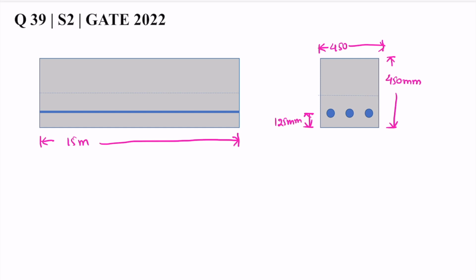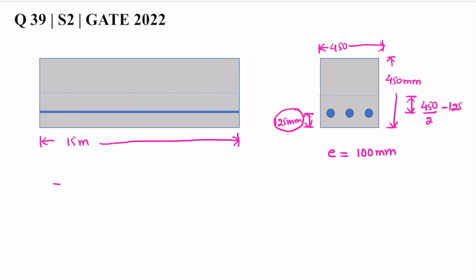So, now we can calculate the value of e, that is the distance of the tendons from the neutral axis. So, this value we can now easily calculate, which will be 450 divided by 2 minus 125 mm. So, the value of e, that is the distance of the tendons from the neutral axis, will be now 100 mm.